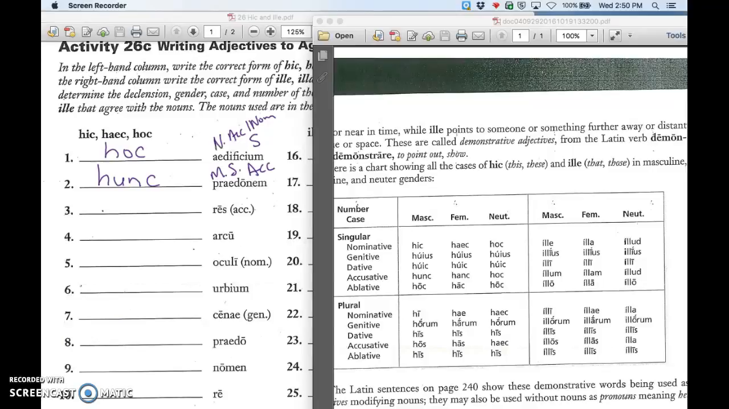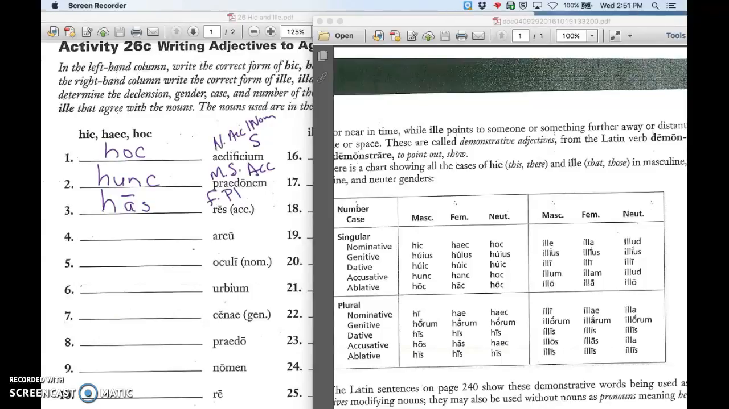Now the next one, res, has several different choices, so they've given you the case that they want. So what we have to do is look at this fifth declension word and know that we're dealing with a feminine word, which res is feminine, and that res itself is plural, so we want a feminine plural accusative. So we go down to the bottom column and we take a look at the accusative and we go over to the feminine and we see that has is our choice there.